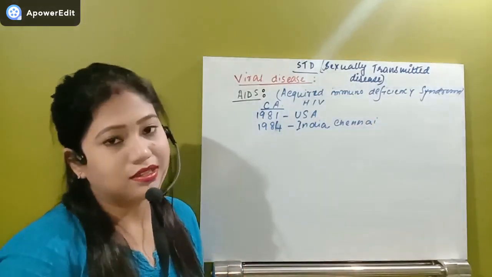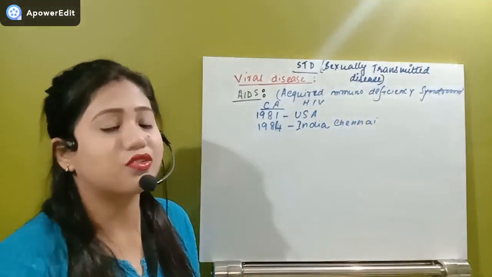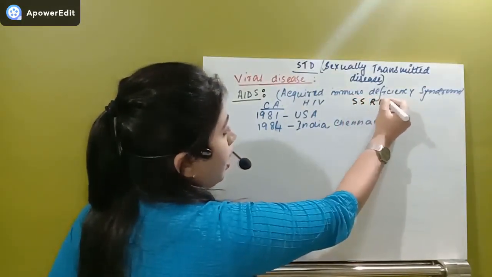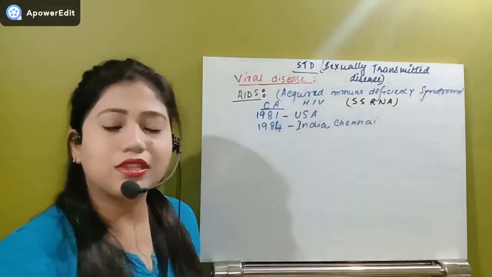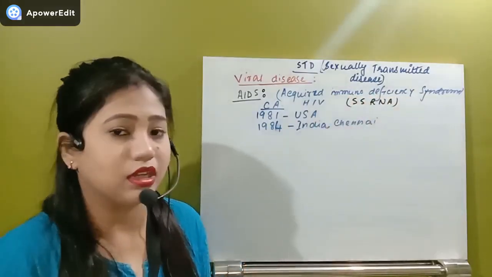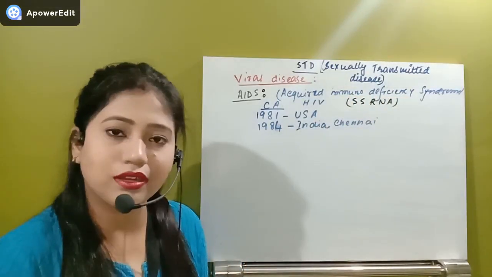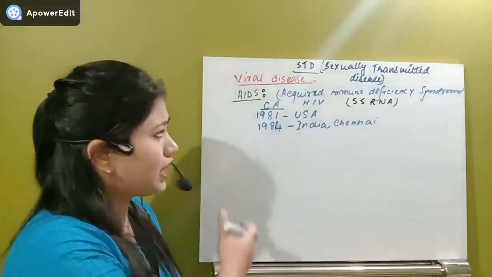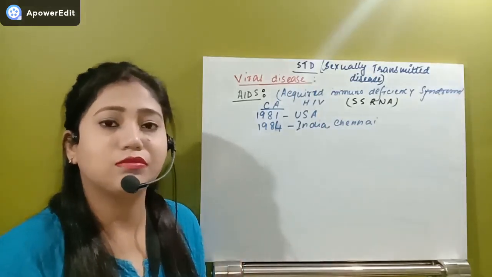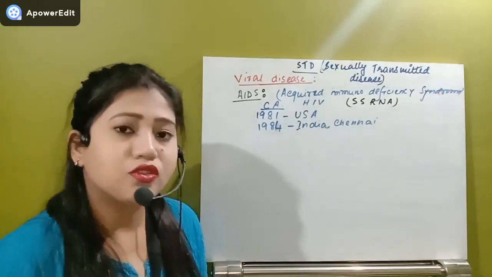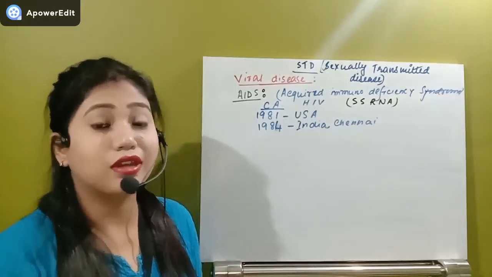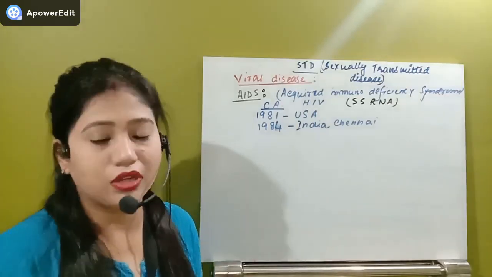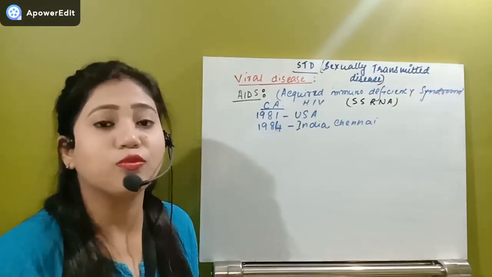Now, what type of virus is that? The virus is a single-stranded RNA virus. Now just see what happened. Our genetic material is DNA, all of us know about that. Our genetic material is DNA, and that virus has the genetic material RNA. So how is it possible that a different virus with a different genetic material can cause disease in our body? How can it become a human virus?